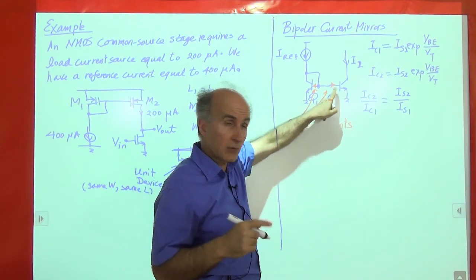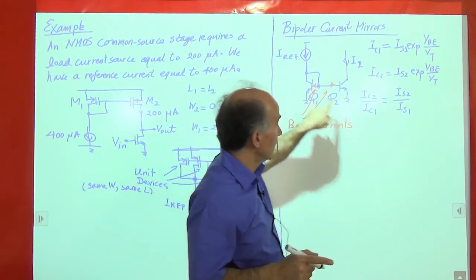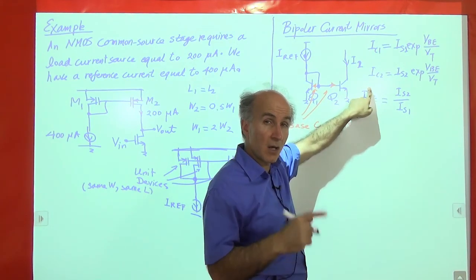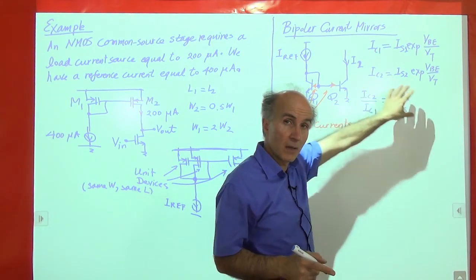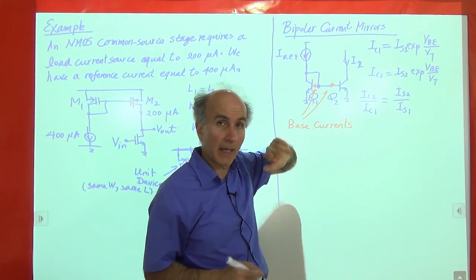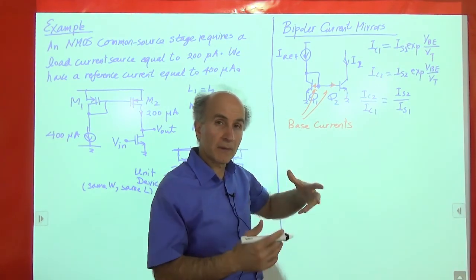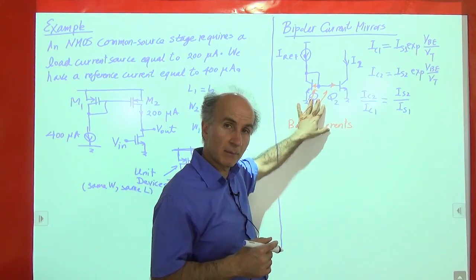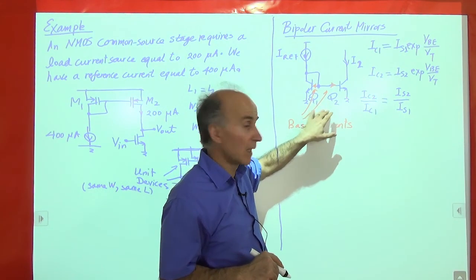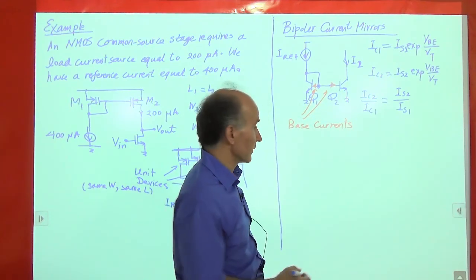So the current that actually flows through Q1 is not exactly equal to Iref, which means this one is not exactly Iref, which means IC2 is not exactly equal to this ratio times Iref. It's a little smaller. And that's something that we need to keep in mind. There are methods of alleviating this problem, but we will not go there. Okay? You just remember that there is a base current, and we lose some base current here and some base current here. That's the difference.